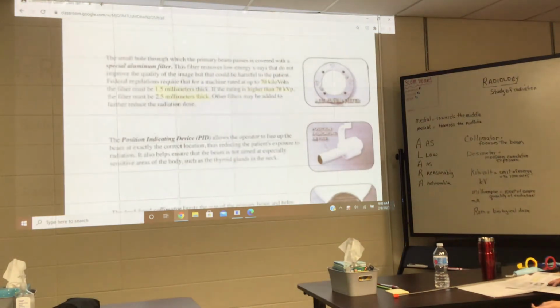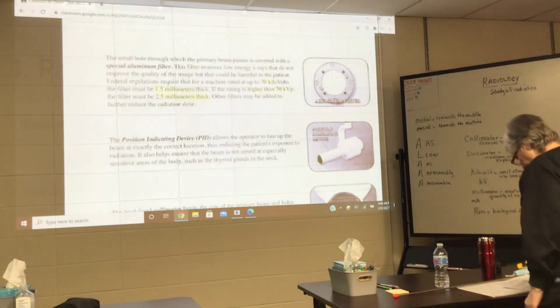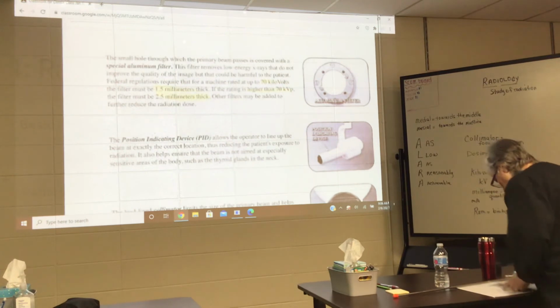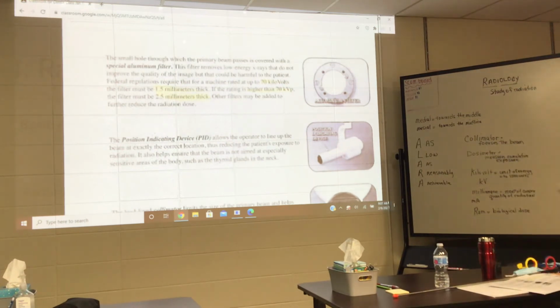Zoom. There we go. Okay, a small hole through which the primary beam passes is covered with a special aluminum filter. We talked about the aluminum filter. The filter removes the low energy X-rays that do not improve the quality of the image, but that could be harmful to the patient.